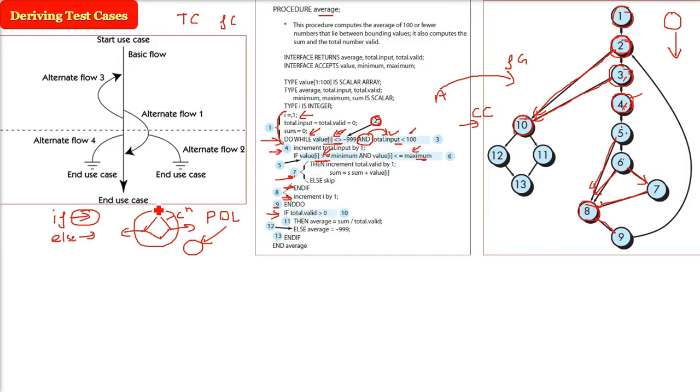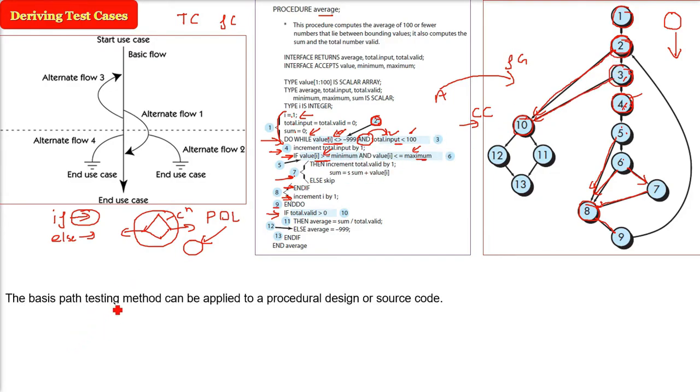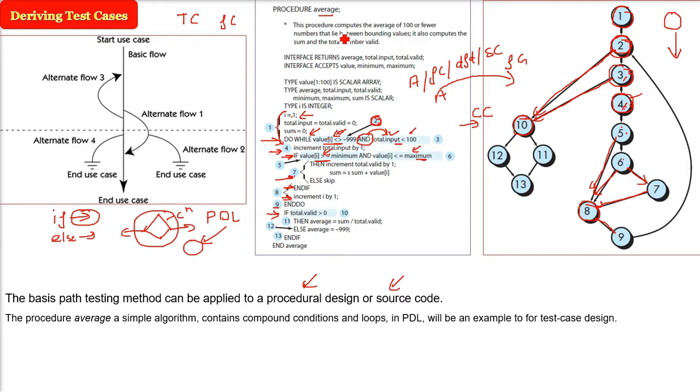This is end if. Now if you don't understand a bit, you just have to take the conditional statement and make the edge from where it starts and where it ends, and name those nodes as some numbers. Okay. So the basis path testing method can be applied to a procedural design or a source code or a flow chart or a data flow diagram. Whichever input you have, you just see the conditional statement and the compound statement and name them as the nodes and join them. So this was the average simple algorithm, and this has compound conditions and loops.